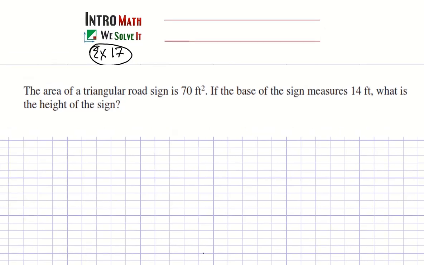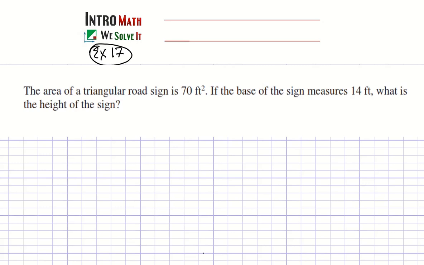All right, folks, look at example number 17. The area of a triangular road sign is 70 square foot. If the base of the sign measures 14 foot, what is the height of the sign?